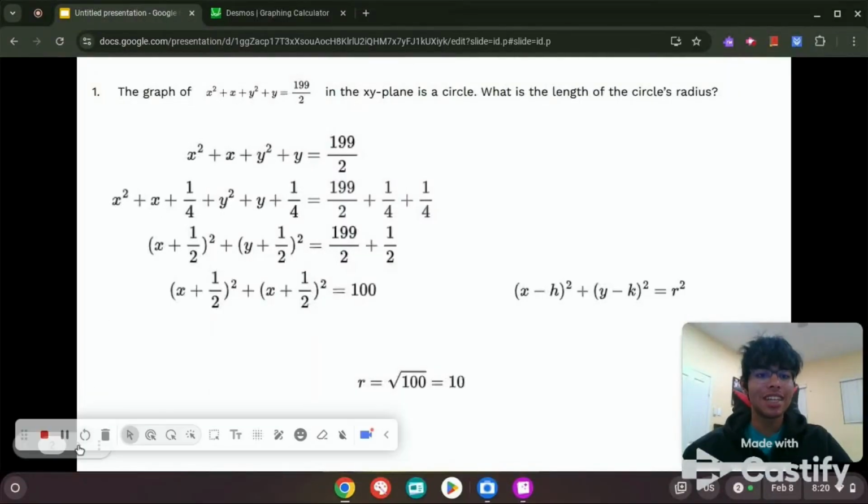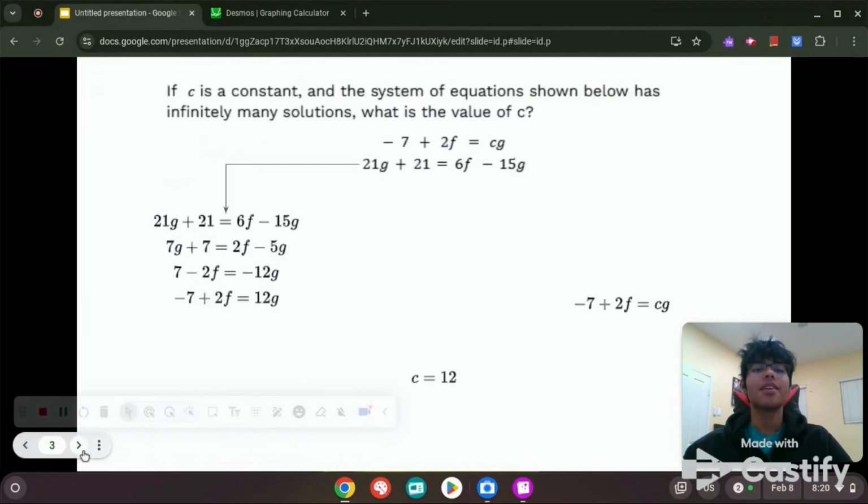Okay, let's see the next question now. Let me move this up. Next question: if C is a constant and the system of equations shown below has infinitely many solutions, what is the value of C? The two equations we are given are negative 7 plus 2f is equal to cg, and 21g plus 21 is equal to 6f minus 15g.